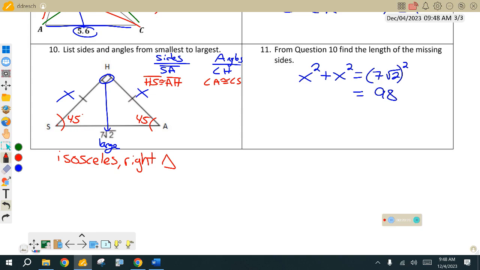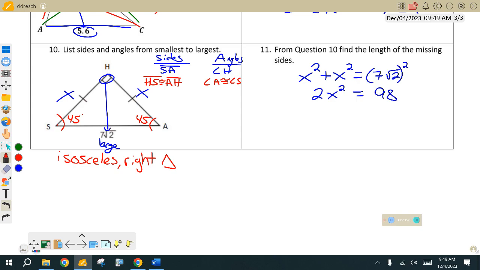x squared plus x squared combines to give us a what? 2x squared. That's what we talked about again. I remember having that conversation with you. Some of you said x to the 4th. Some of you said 2x to the 4th. But it is just 2x squared. 1x squared plus 1x squared is 2x squared.